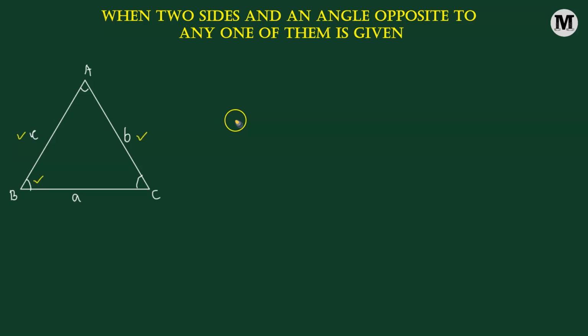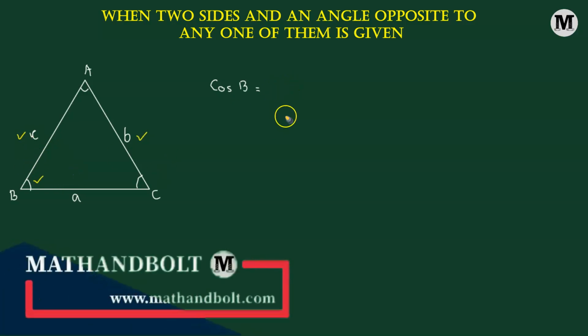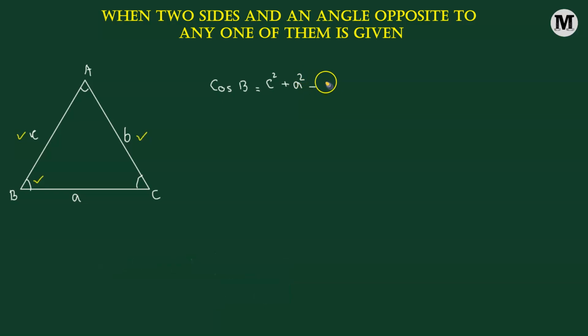Now if we take the cosine of the angle B, here we are taking the help of the law of cosines. Cosine of angle B is given by the sum of the squares of the adjacent sides. The adjacent sides are side a and side c. So we have c squared plus a squared, and then we subtract the square of the opposite side, that means b squared, divided by 2 times the product of the adjacent sides. So this is the law of cosines.